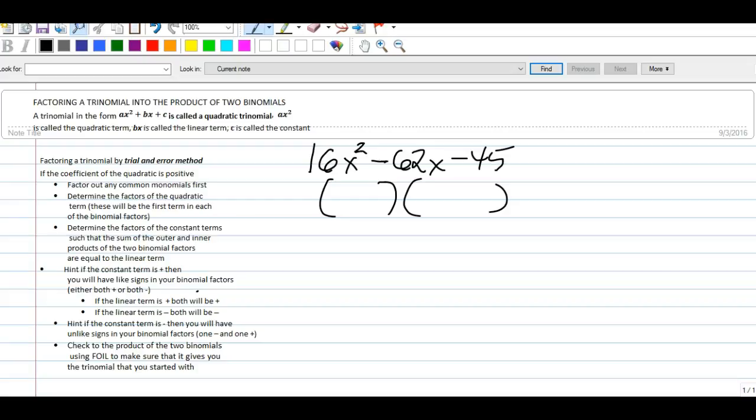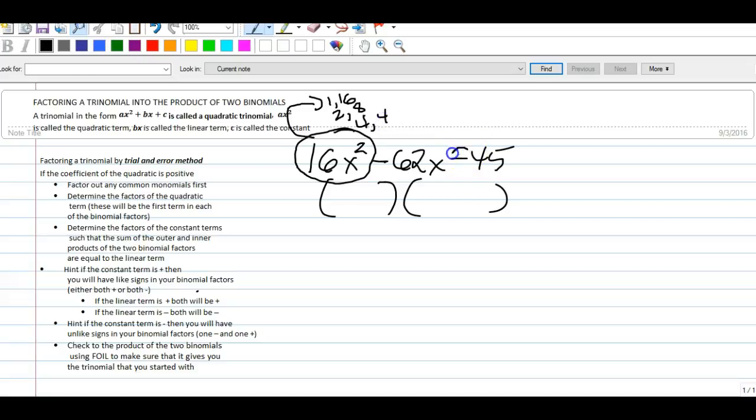We're still looking at factoring quadratic trinomials, and we're looking at cases which involve significant trial and error. And here's another case in which we have multiple choices for the factors for the quadratic term. I could use 1x and 16x. I could use 2x and 8x. I can use 4x and 4x.